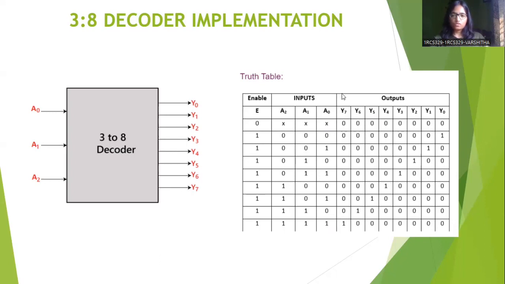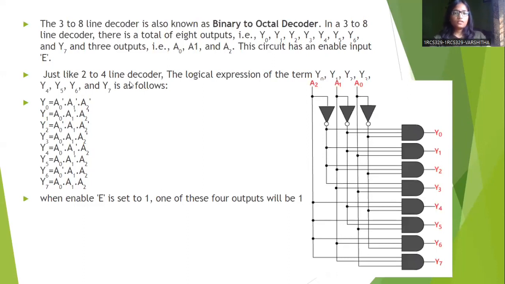If we observe this truth table, in the output section, only one output signal is active for each input signal passed to the decoder. The 3 to 8 decoder is also known as a binary to octal decoder. It is used to convert a binary number into an octal number. Here is the representation of the minterms Y0, Y1, Y2, Y3 through Y7, and the corresponding minterms are represented.